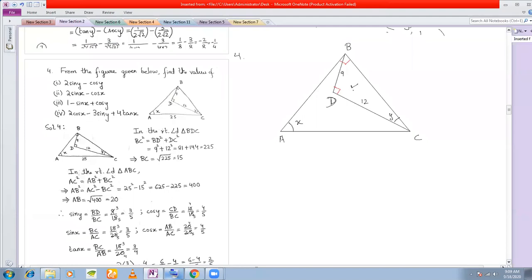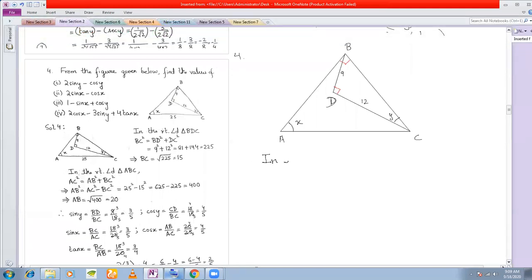If you see, this right angle triangle is right angled at D, and opposite to this right angle is your side BC. So that means in this right angle triangle, BC is the hypotenuse. And if BC is the hypotenuse and the other two sides are also given as 9 and 12, then we can find out the hypotenuse by Pythagoras theorem.